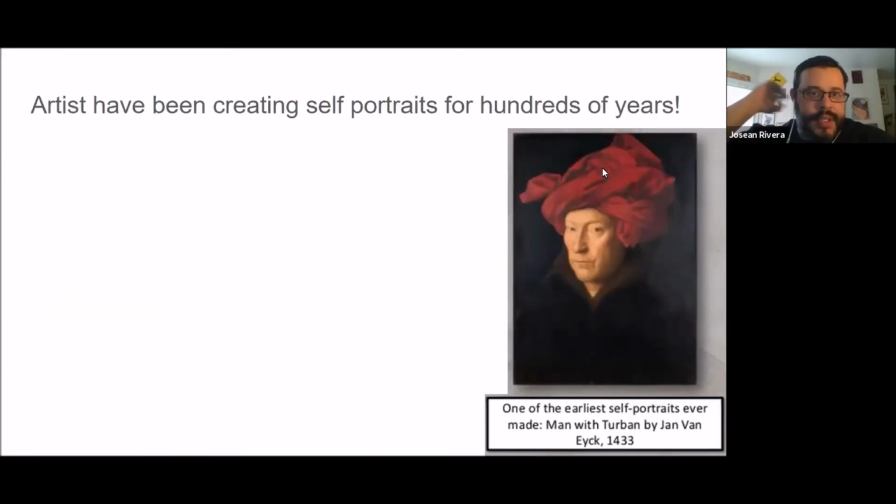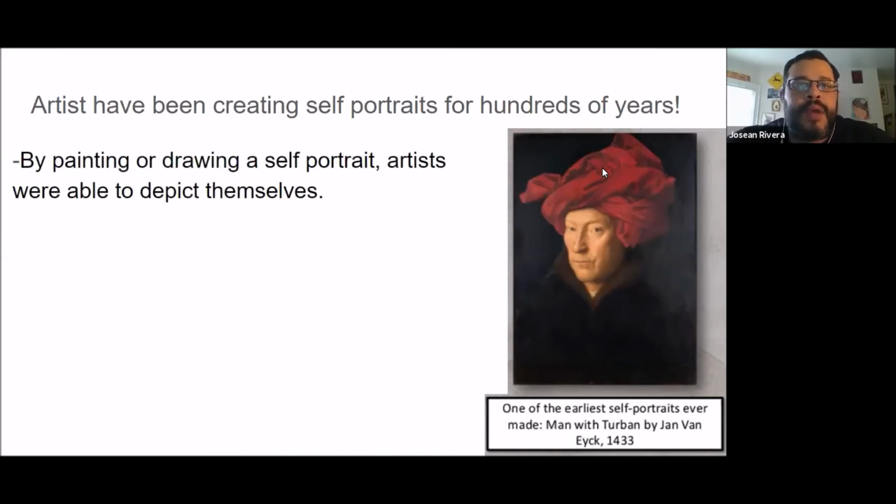Okay, so artists have actually been creating self-portraits for hundreds of years. Some of the reasons why is they were able to depict themselves. Before that, artists were usually considered anonymous, which means that no one knew who painted things. It was just considered a regular job. After a while, artists began adding their names to their art and began getting recognition.